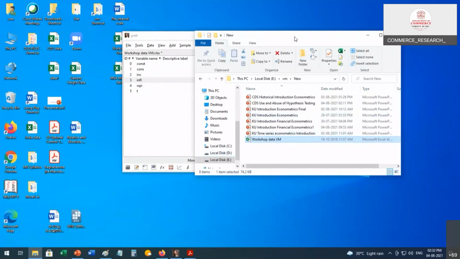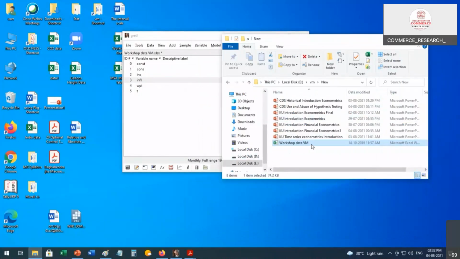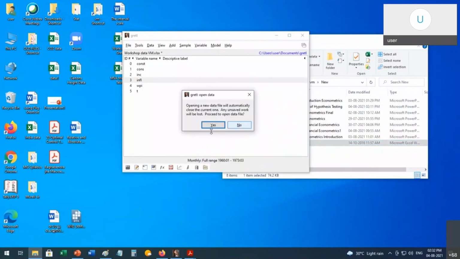So we have to enter the data. You know how to enter the data. By dragging and dropping, we can enter the data. I'm doing that because that is very easy. So, okay, we say yes.